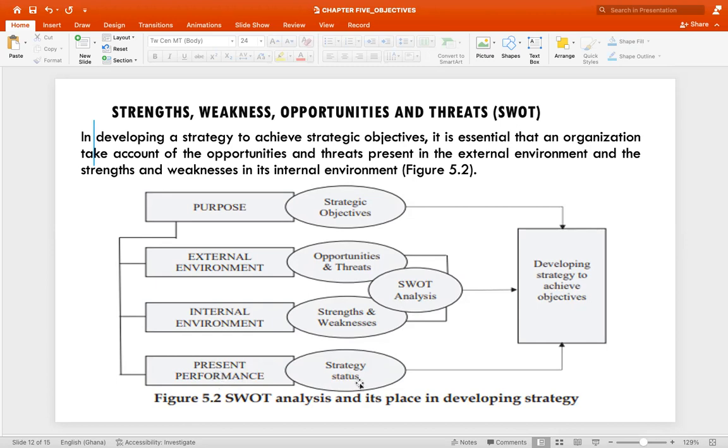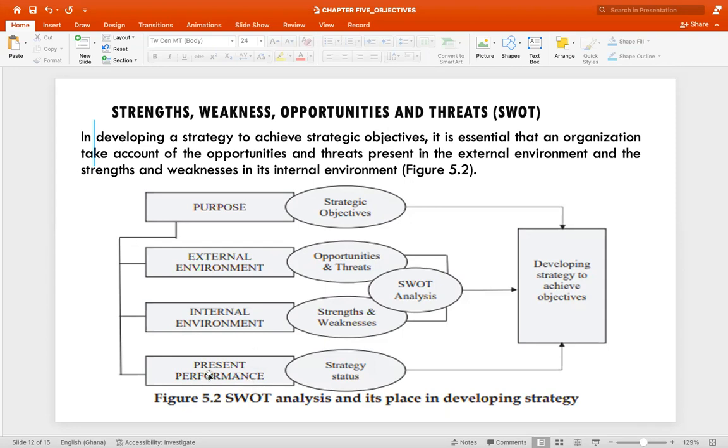Part of present performance is to pay attention to the status of your current strategy. How well is it performing? Don't forget the whole of this is intended to help us to develop new strategies to achieve our strategic objectives. Okay, so you have to know what is currently happening. Assuming you are a company already in operation, you have to also find out what is wrong with the existing strategy, the present strategy, and what can be done. Sometimes you don't have to radically change the strategy, assuming the present performance is okay.